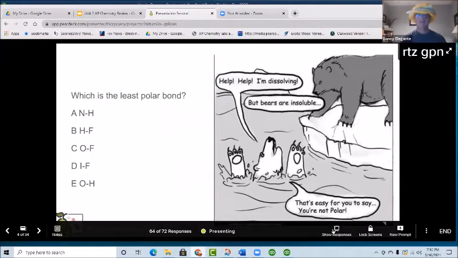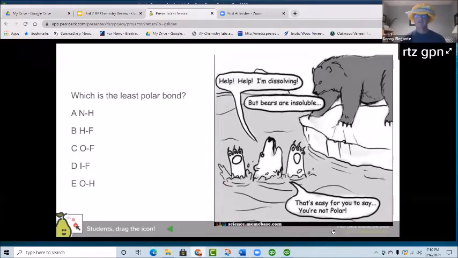So the least polar bond is the one that's going to be the closest in electronegativity value. So remember, fluorine is the most electronegative element on the periodic table. And the second most electronegative would be oxygen. Now, you don't have numbers on the periodic table for electronegativity values, but oxygen and fluorine should be really close in electronegativity value. So we would expect it to have the least difference and therefore be the least polar. Everything else is N and H, F and H, I and F, and those things are really far apart on the periodic table.